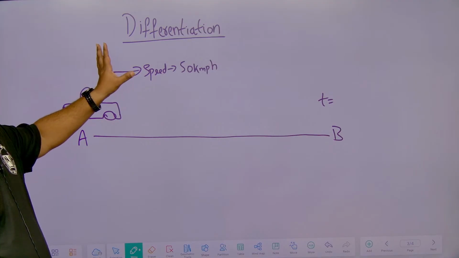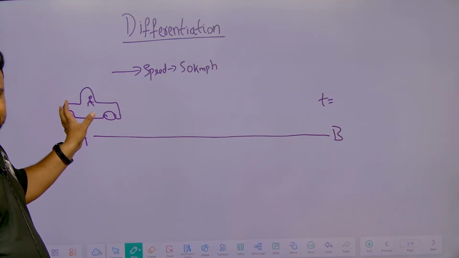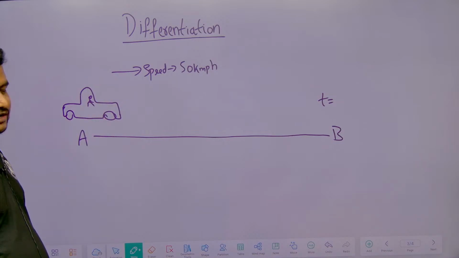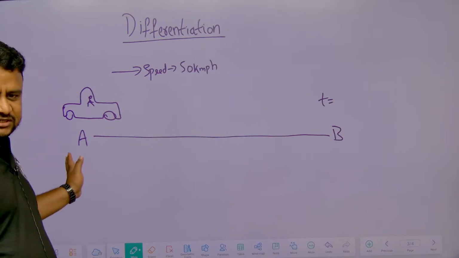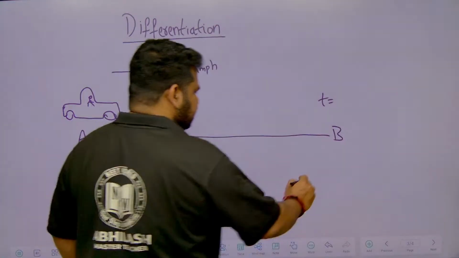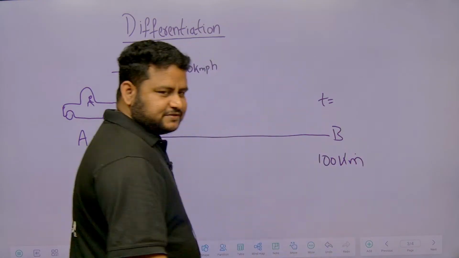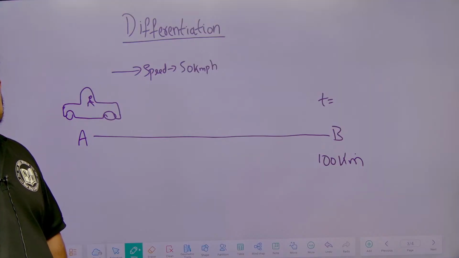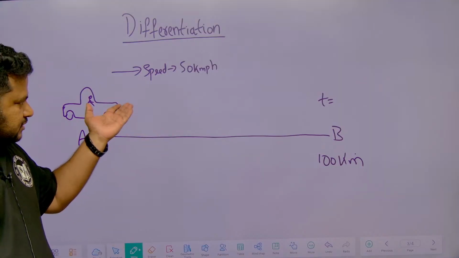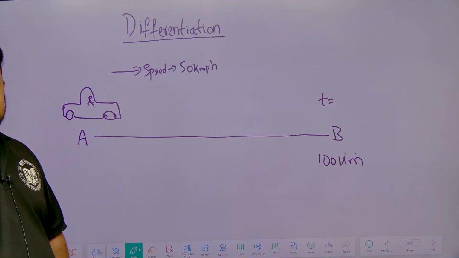So for differentiation we are talking about a real life application. Suppose there is a car, it is at rest. Now it starts moving with a speed of 50 km per hour. The distance between A and B, let us take it as 100 kilometers. If I want average speed, or if I want time, what will I do? Average speed means what will I do?